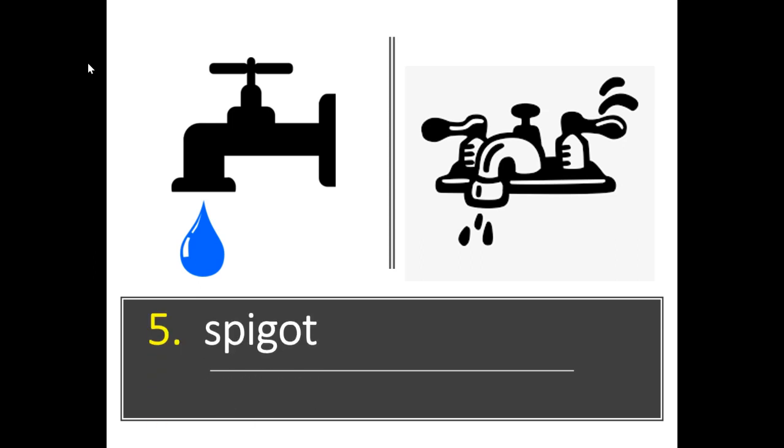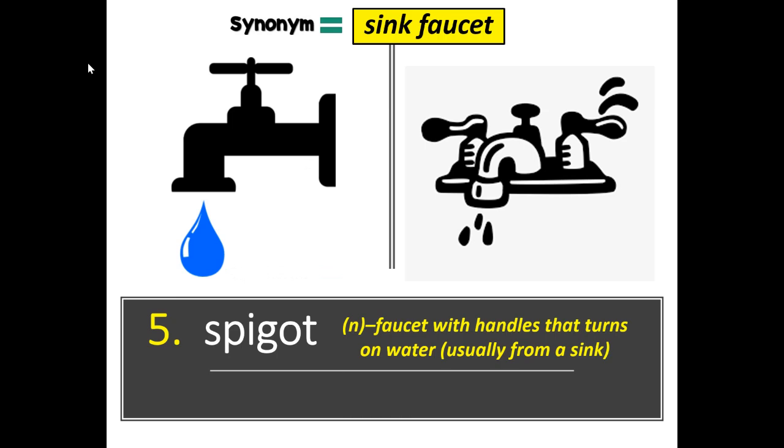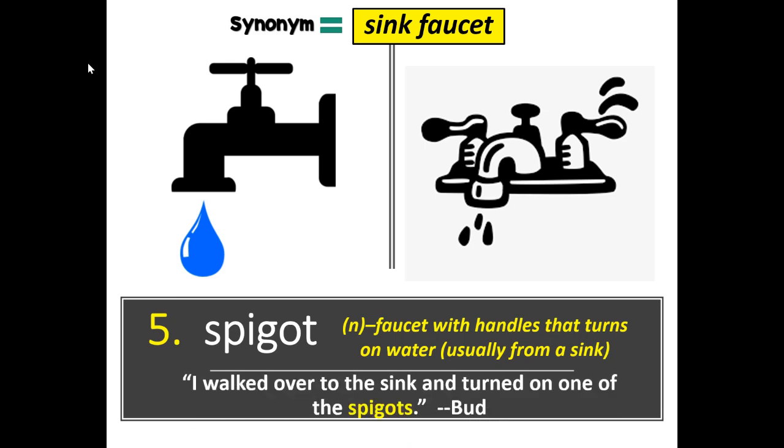Well, they both show a spigot. And what is a spigot? S-P-I-G-O-T. A spigot is a noun. It's a faucet with handles that turns on water, usually from a sink. So the synonym, you could write sink faucet or just sink or faucet to help you remember that word.